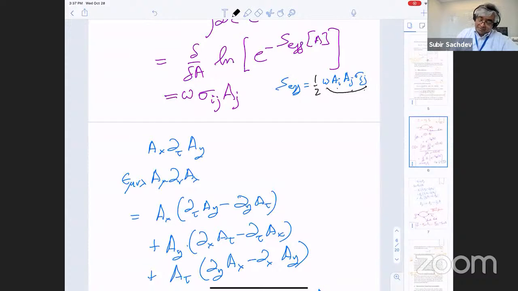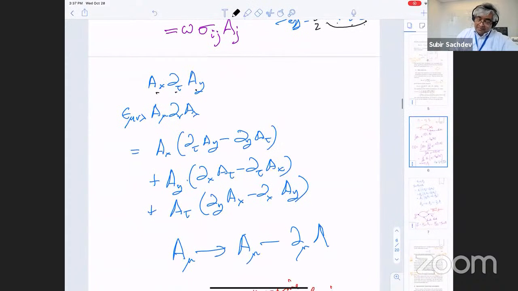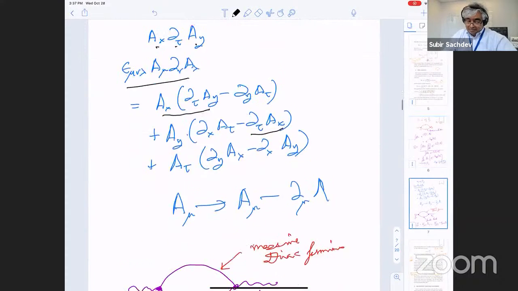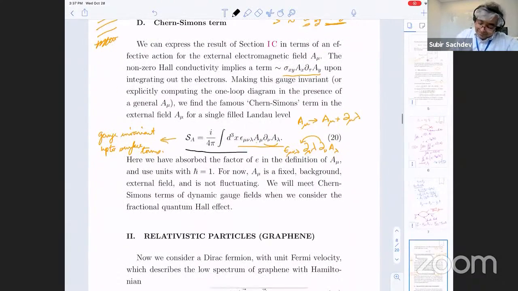If you just consider this term, which is A_x d_tau A_y, and complete it to this term here, where this A_x d_tau A_y appears here and also appears here. And the others have to be there. Without putting the other ones, you will not be invariant under gauge transformation in the bulk for arbitrary time and space-dependent gauge transformations. So that's how we obtained this effective action right here for one Landau level.